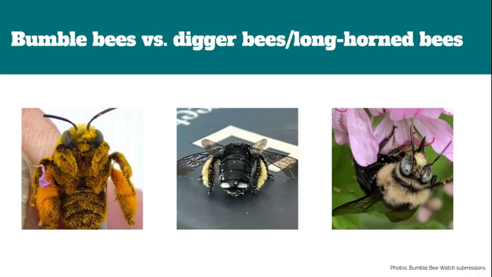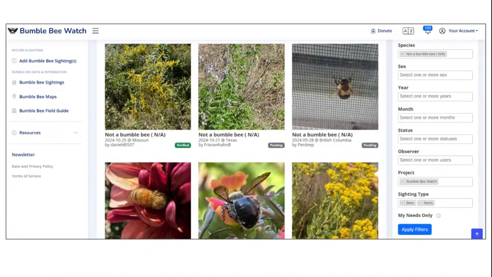If you're not sure if the bee you've captured is a bumblebee or a solitary bee, please don't hesitate to photograph it and submit it. We have a Not a Bumblebee button that we can use when we go through and verify observations. In fact, going to bumblebeewatch.org and clicking on Bumblebee Sightings and then searching for Not a Bumblebee under species is a great way to see a large variety of insects that look similar to bumblebees and that have been observed by our volunteers across North America. It can be a great way to learn what to watch for.